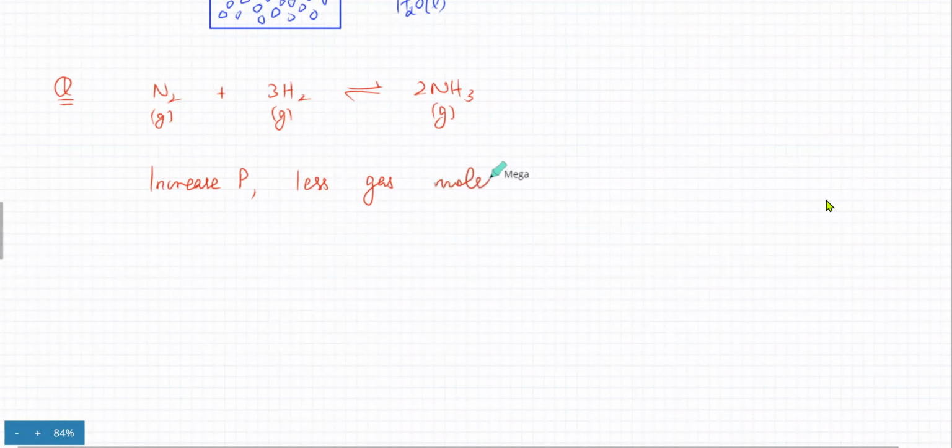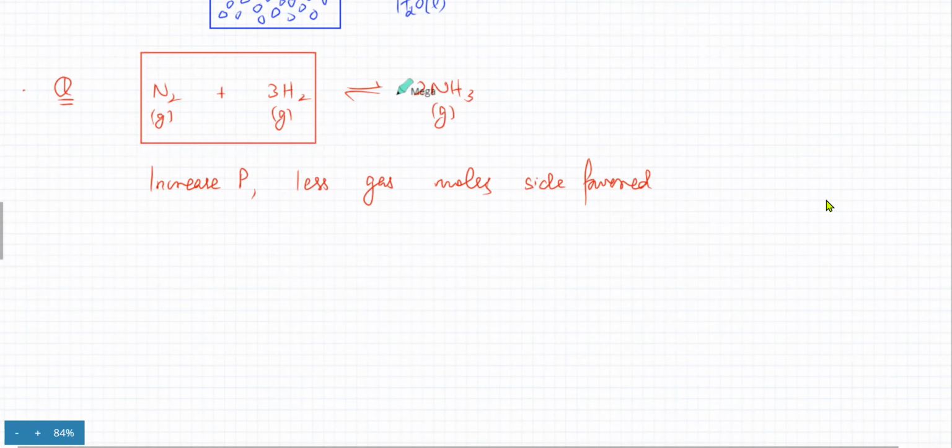So the side that produces fewer gas moles is the side that should be favored. In this case, you're going to count the number of moles. These are your two sides. If the reaction moves in the forward direction, 2 moles of gas are produced. If the reaction moves in the backward direction, then 4 moles of gas are produced.